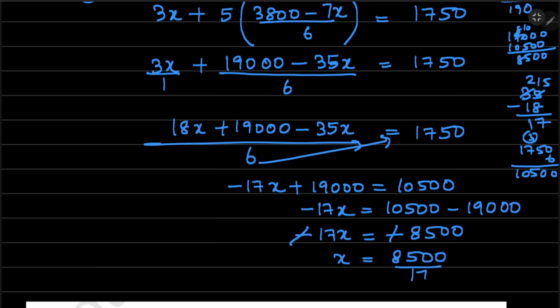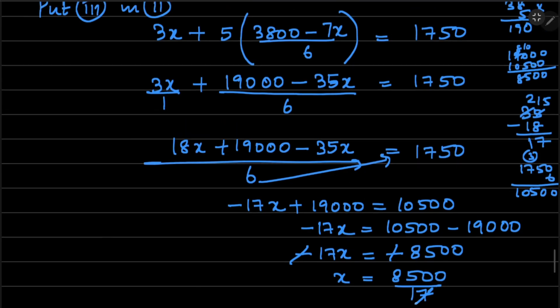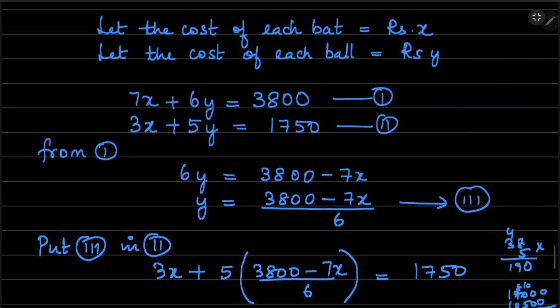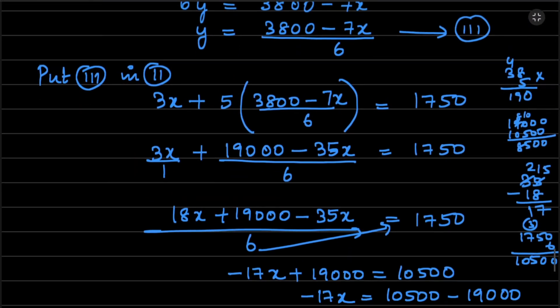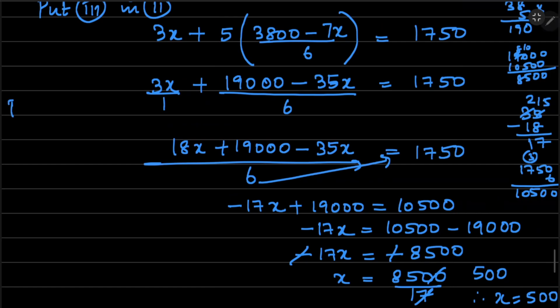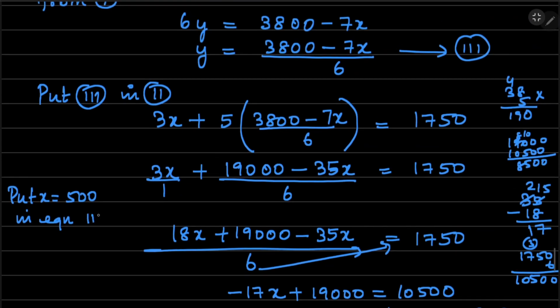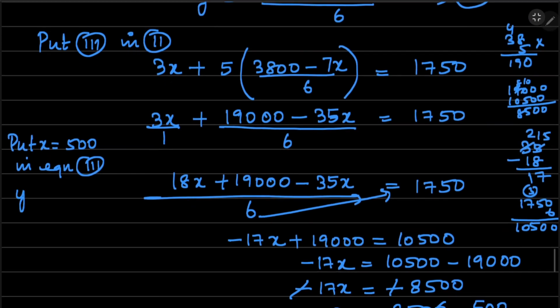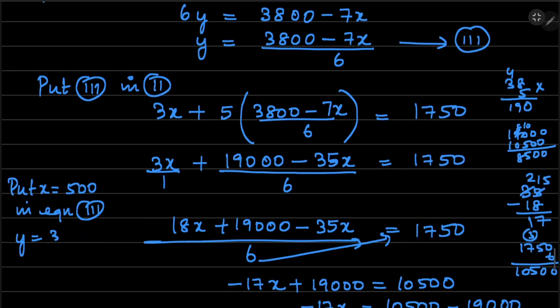So what is x equal to? 8,500 divided by 17. 17 5s are 85. So 500. Therefore, you get x is equal to rupees 500. What is x? X is nothing but the cost of the bat. Now put x equal to 500 in equation number 3. So what do you get? Y is equal to 3800 minus 7 into 500.